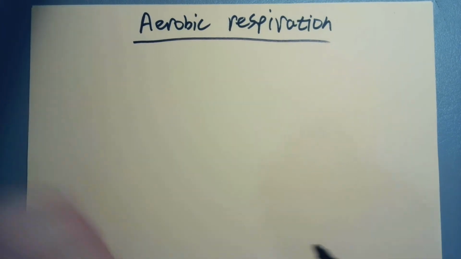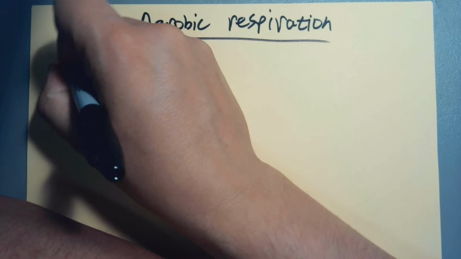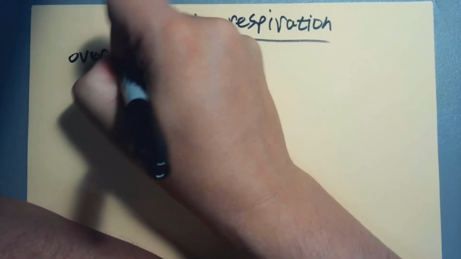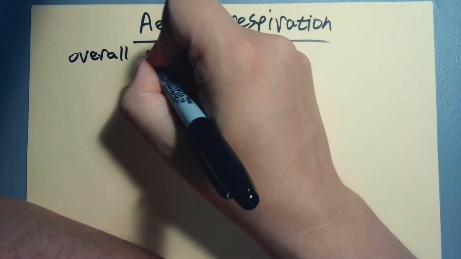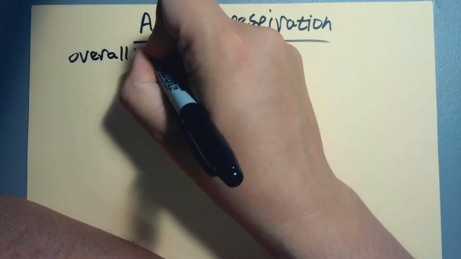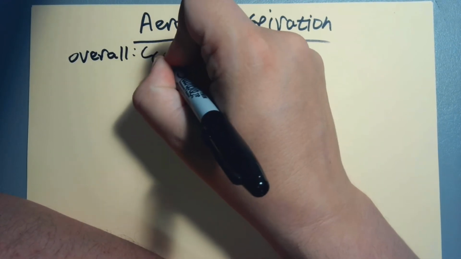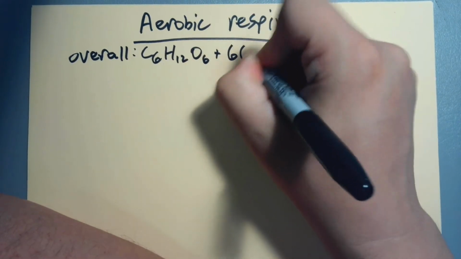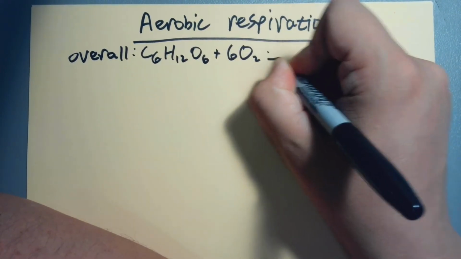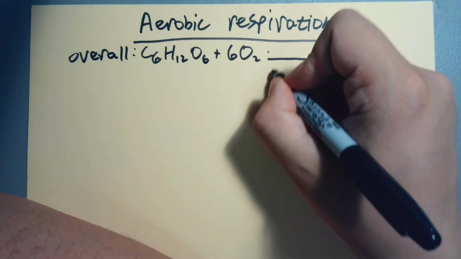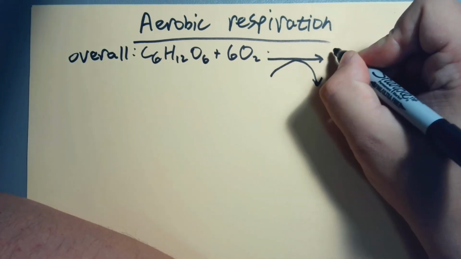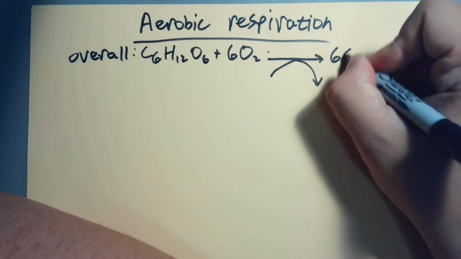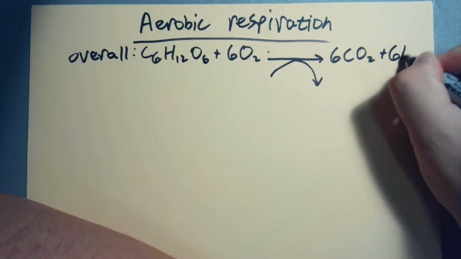So overall, we have our reaction. We're just going to focus on glucose here. So we got our chemical equation. So we got C6H12O6 plus 6 oxygens. I'm going to do my arrow down here. Oh, actually I can go underneath. We'll do that. It gives us 6 CO2 and 6 H2O.